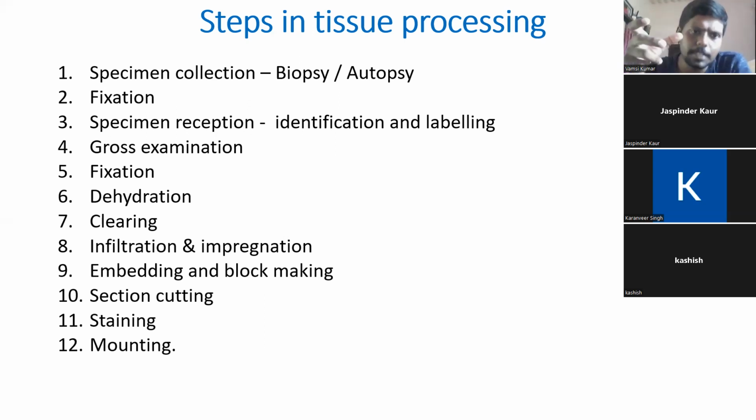Just like a block of brick, we will make a block of tissue. The tissue will be in the center, surrounded by a block of wax. Now this block will be placed in a microtome. Microtome is a specialized potato grater. You know, we make potato chips. Similarly, it is a modified potato chip maker, but instead of potato chips, we will get human tissue chips, very thin chips.